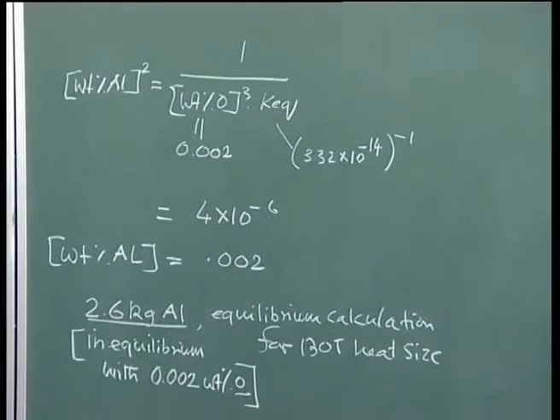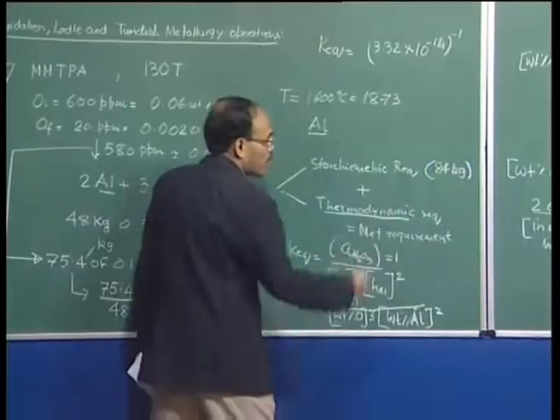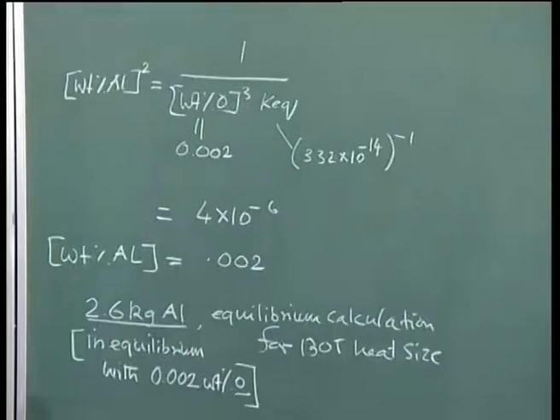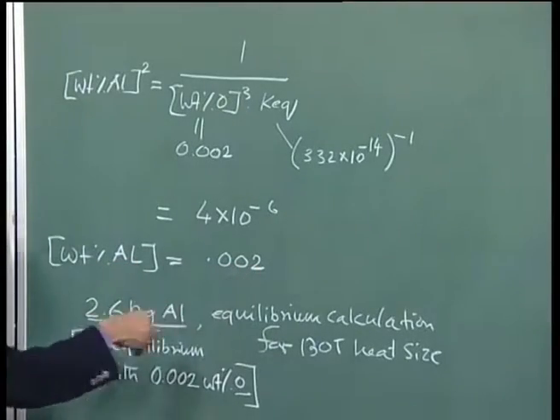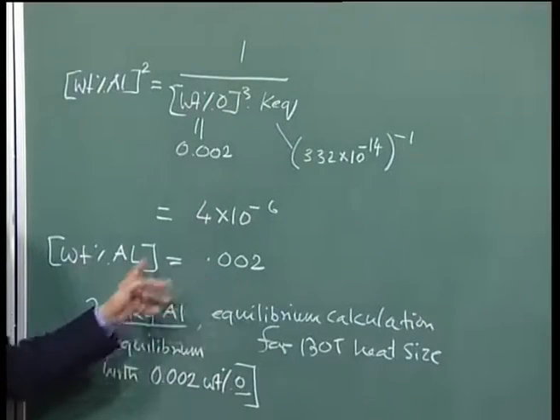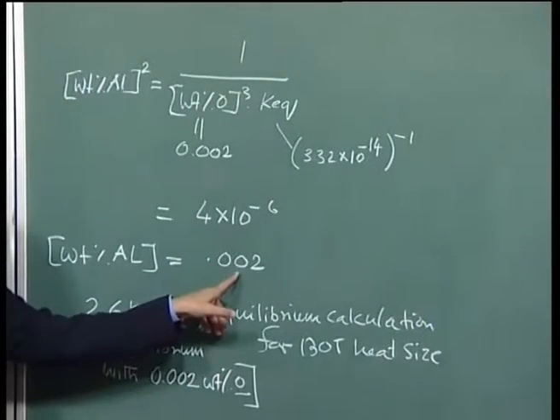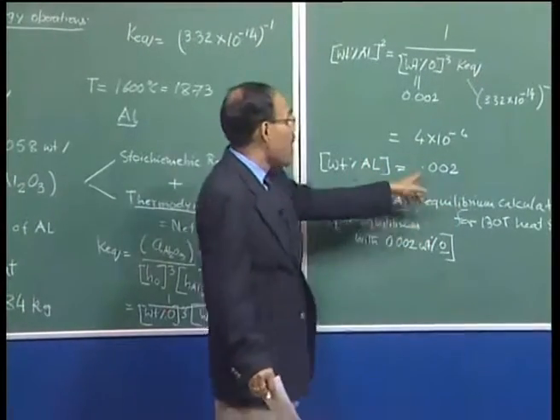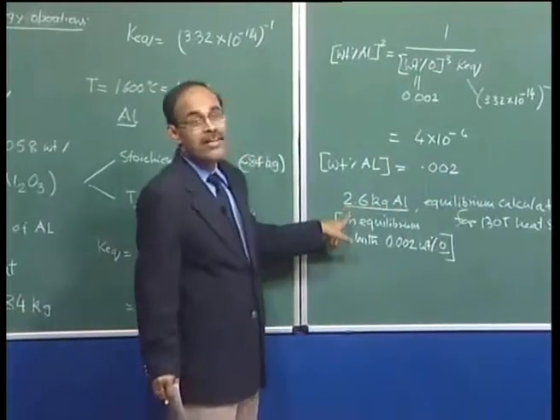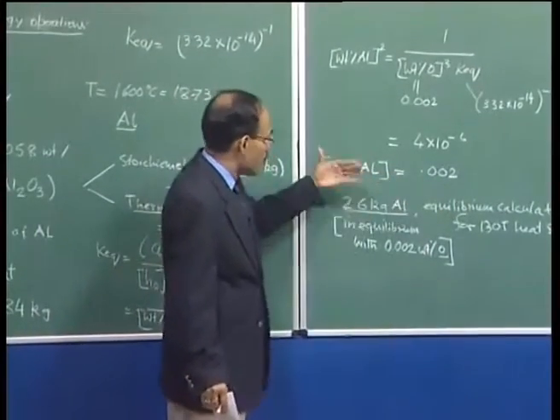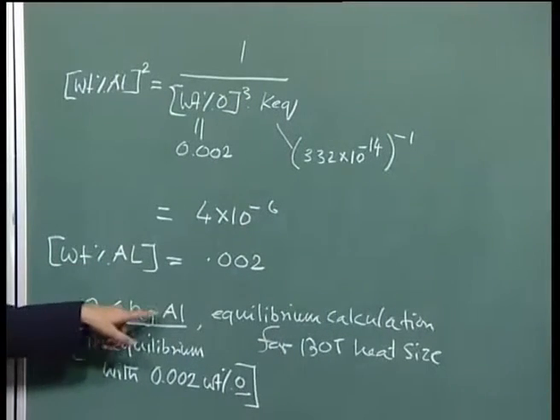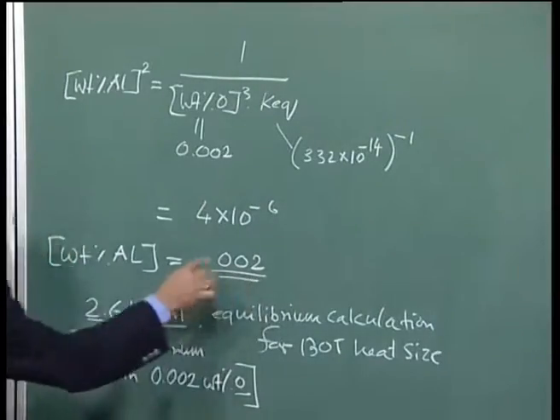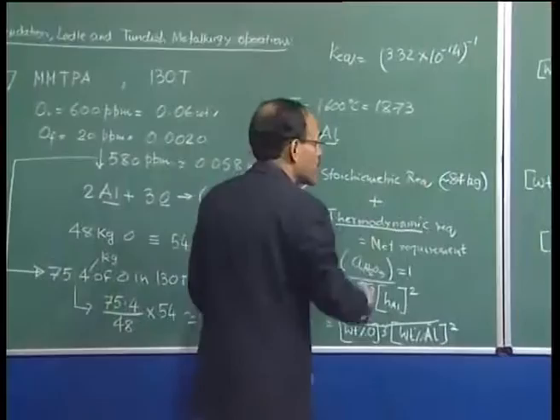So, I come back here. I have already obtained approximately 84 kg to be the thermodynamic stoichiometric requirement on the basis of this calculation. So, this figure, weight percentage of aluminum, is this much. I can translate it very easily that in 100 kg I have 0.002 kg of aluminum. So, therefore, in a 130 ton heat size or 13 into 10 to the power 4 kg, the aluminum is going to come out to be 2.6 kg. Incidentally, this value turns out to be the same as the value that we have. It is just mere coincidence.